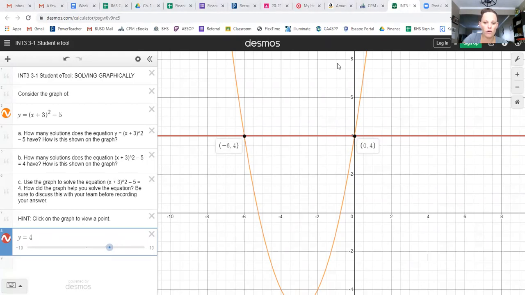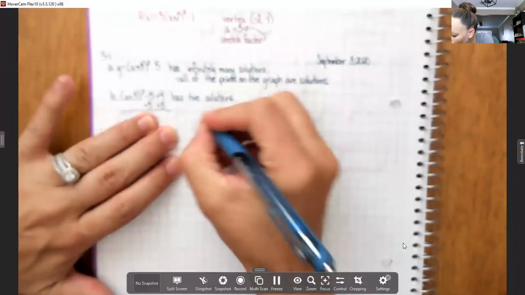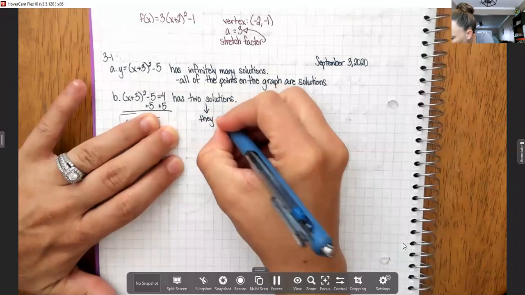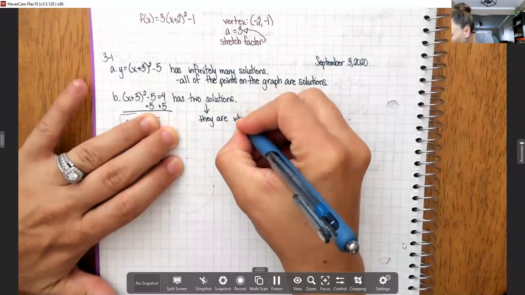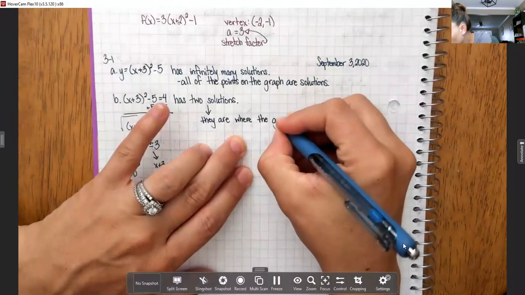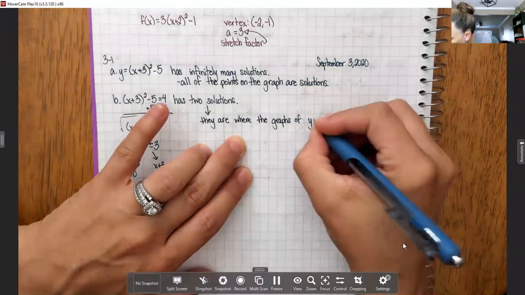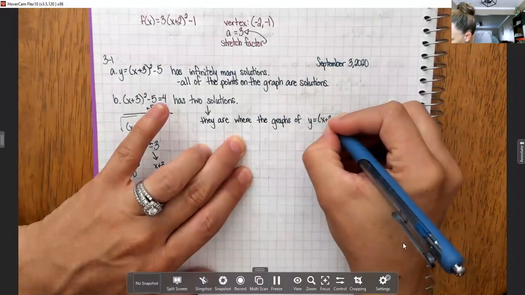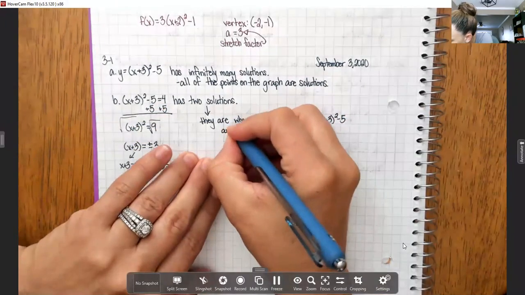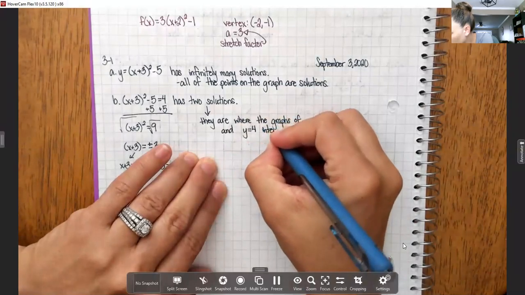So we'll write that in our notebook. They are where the graphs of y equals x plus 3 squared minus 5 and y equals 4 intersect.